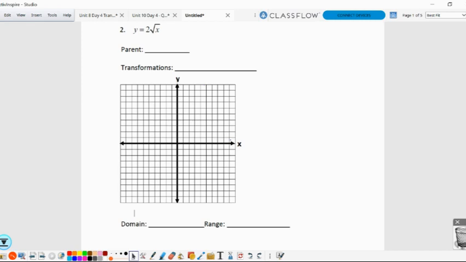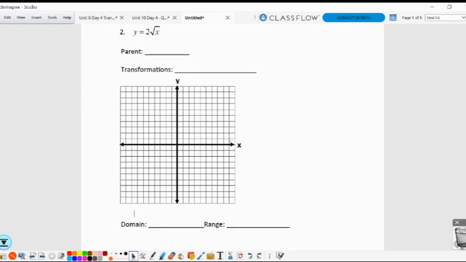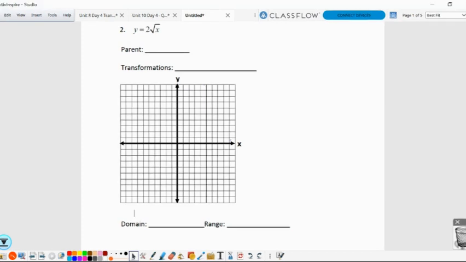All right, we're going to take a look at the even numbered problems on your practice, and hopefully that will help you with the odd numbered problems. In question number 2, we're given the function y equals 2 root x. We want to go to our BFF and see what our parent function is, and our parent is y equals the square root of x.